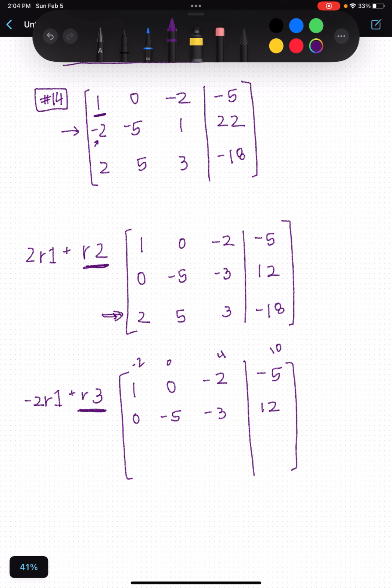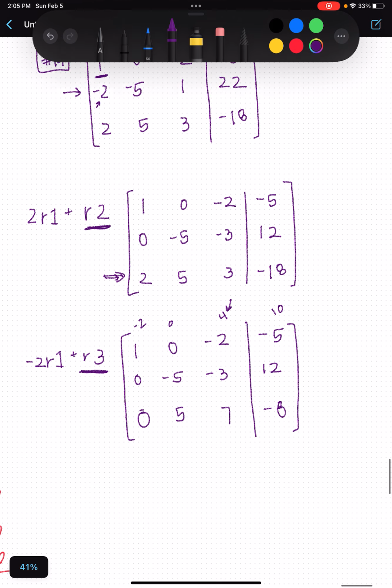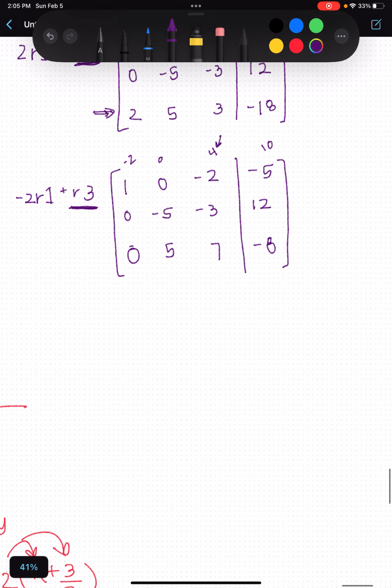So it'd be -2 plus 2, which gives me 0. Then I'd have 0 plus 5, which gives me 5. Then I would have 4 because of this 4 right here, plus 3, which gives me 7. Then I'd have 10 plus -18, which gives me -8. Okay, cool. So now the first column is 1, 0, 0, which is exactly what we want.